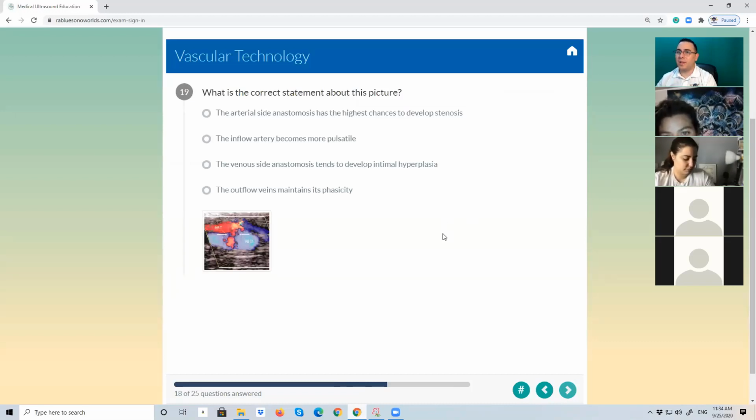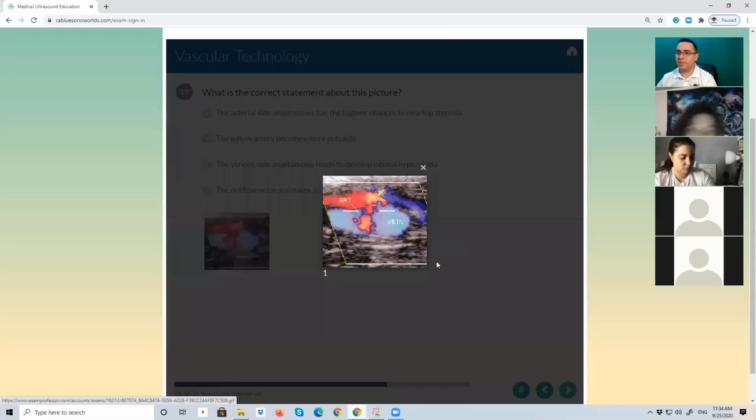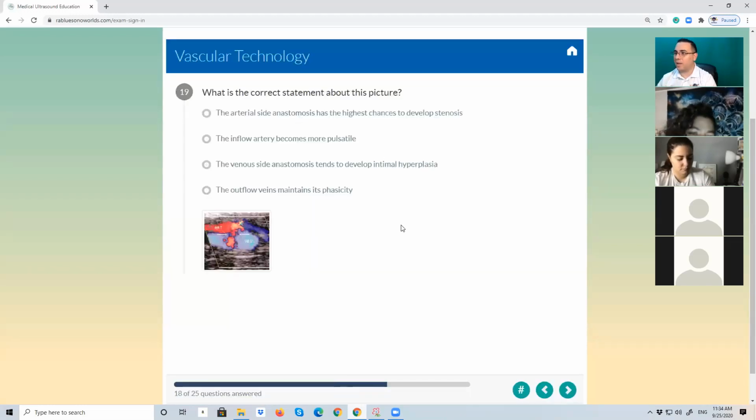And what is the correct statement about this picture? Let's take a look at the picture. It's so small. It's the one arteriovenous fistula here. That's what we have on the picture. So like I said before, if you understand the hemodynamics for this type of fistula, then you're fine. This will be like a piece of cake for you. And remember, in your test, you're going to have many questions about this. Arterial side has the highest sensitivity.